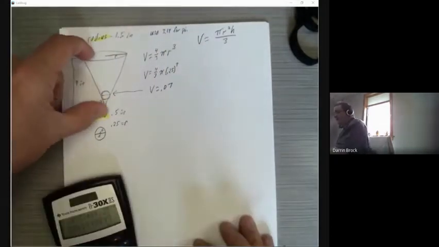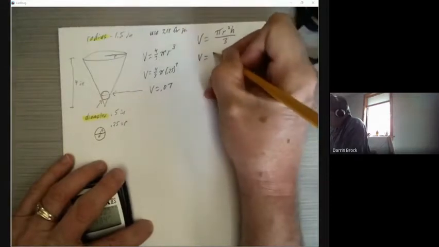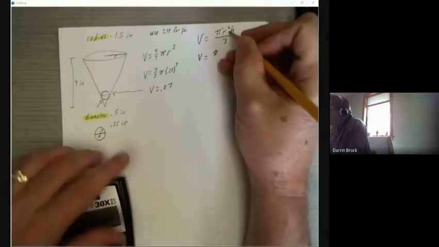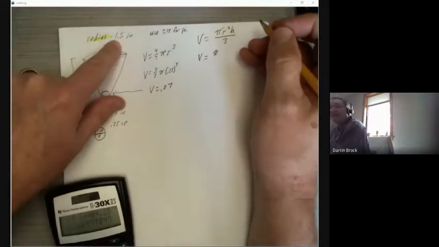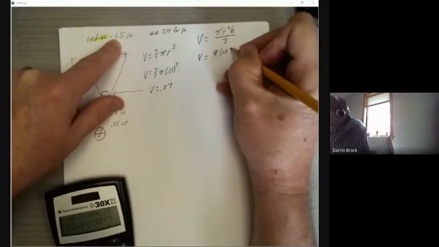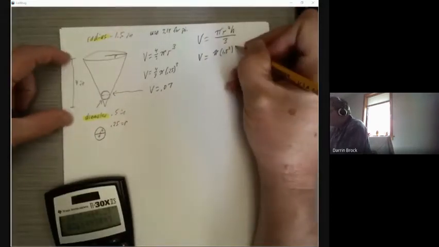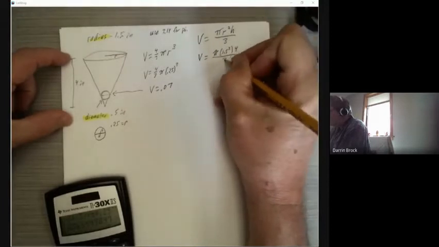So let's find the volume of the cone. Volume equals pi r squared times the height, all divided by 3. The radius of this is 1.5 inches, so 1.5 squared, times the height. They gave us the height of 4 inches. All of that divided by 3.